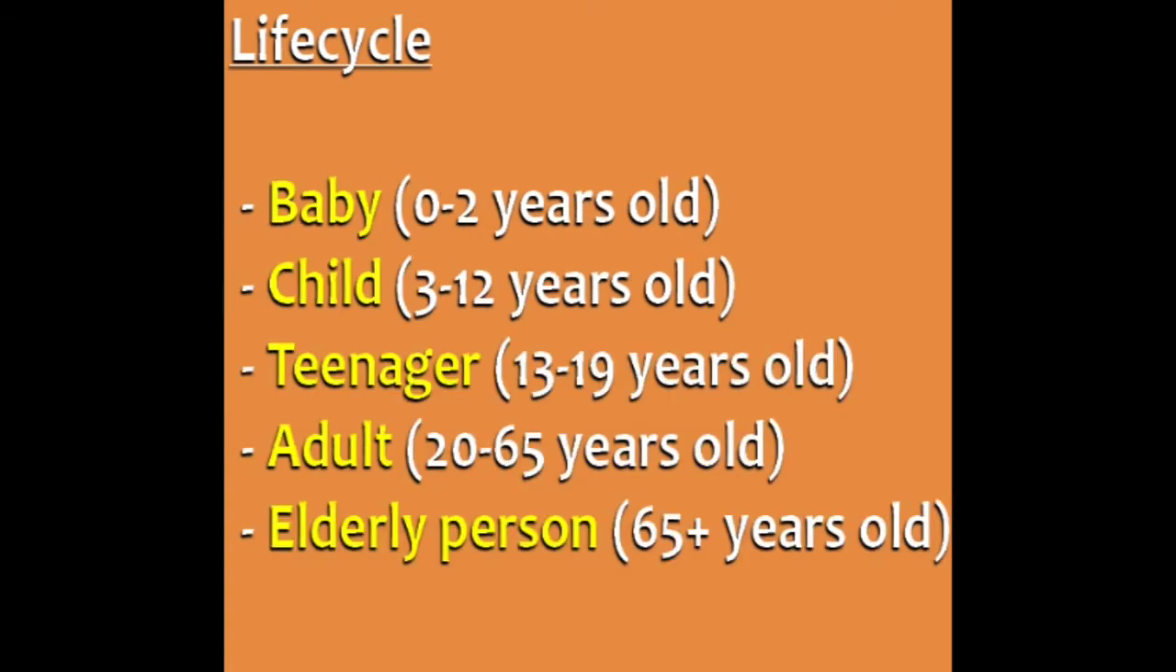There are different words in English based on a person's age. A baby is from 0 to 2 years old. A child is between 3 and 12 years old. A teenager is between 13 and 19 years old. An adult is between 20 and 65 years old. And an elderly person is more than 65 years old. Today, you'll learn vocabulary for talking about each of these 5 stages of life.